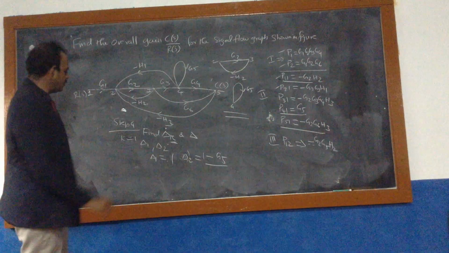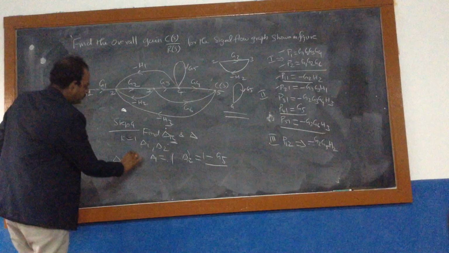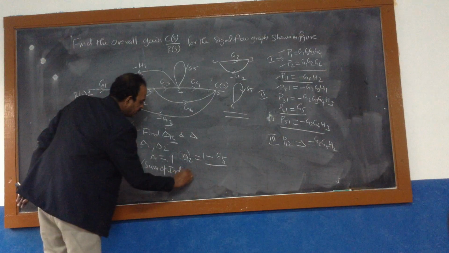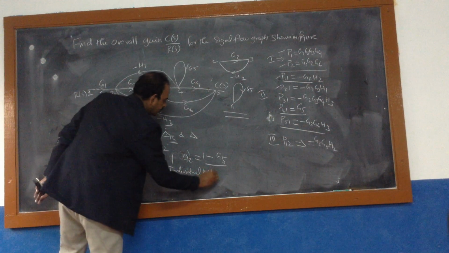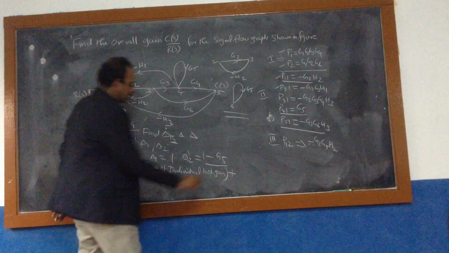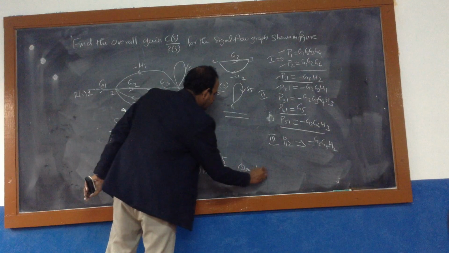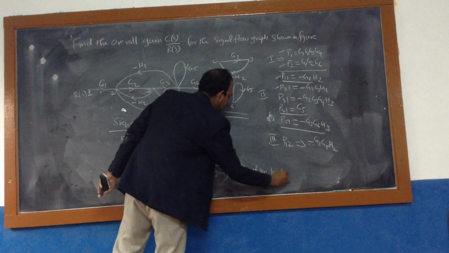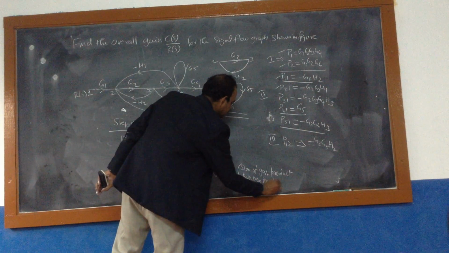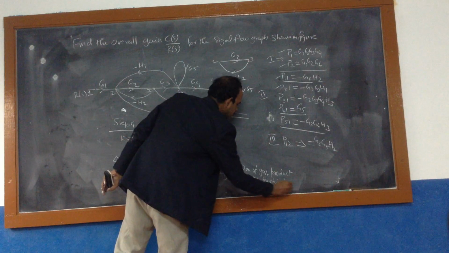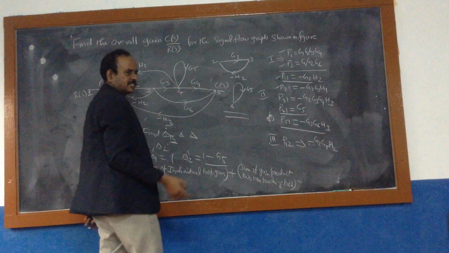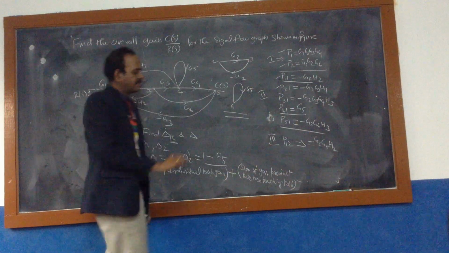Okay. So next we have to find the del. Del we have a formula: 1 minus the sum of individual loop gains, plus the sum of gain products of two non-touching loops, again minus the sum of gain products of three non-touching loops. It will be repeated. There are no three non-touching loops, so you can stop up to this.